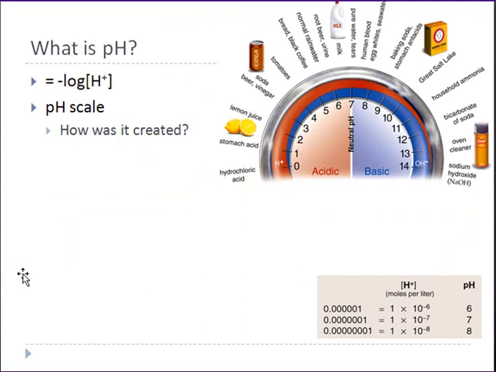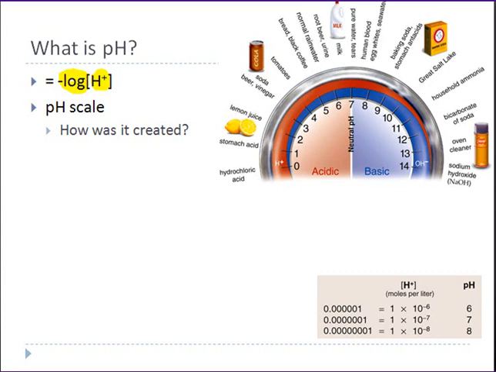From a mathematical standpoint, pH is equal to the negative log of the hydrogen ion concentration. And let's talk about that for a second. You should be familiar with what log is from your previous math classes, so I'm not going to worry about that. The hydrogen ion concentration is the number of hydrogen ions present in a given unit of, for example, water.